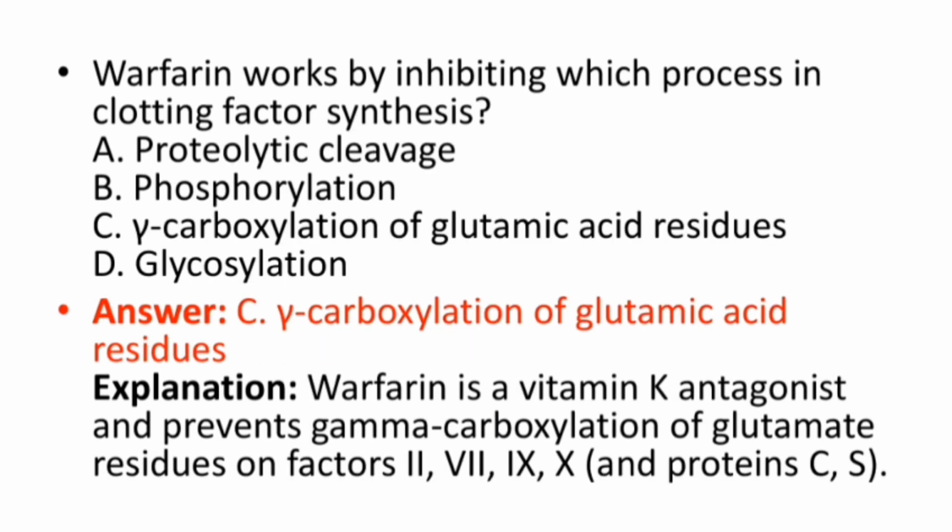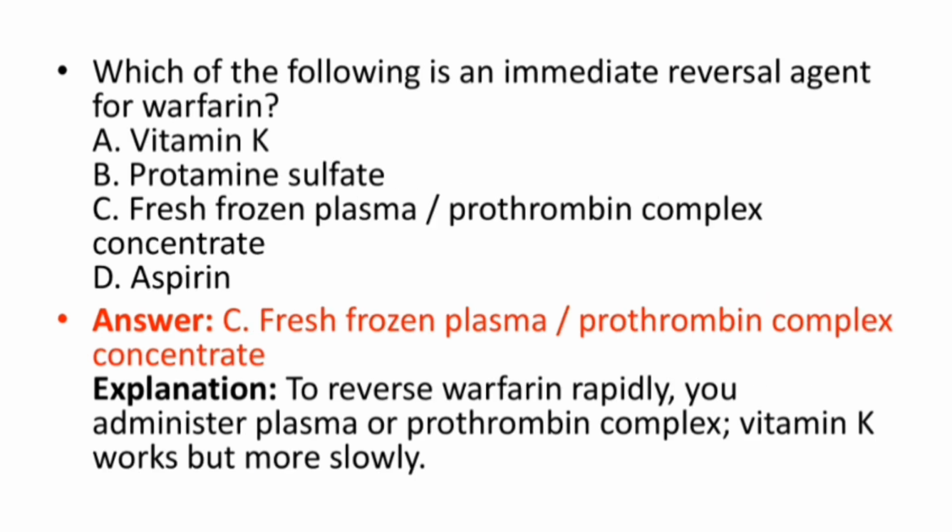Warfarin works by inhibiting which process in clotting factor synthesis? Option A, proteolytic cleavage; B, phosphorylation; option C, carboxylation of glutamic acid residues; option D, glycosylation. The correct answer is option C, gamma carboxylation of glutamic acid residues. Warfarin is a vitamin K antagonist and prevents gamma carboxylation of glutamate residues on factors 2, 7, 9, 10.